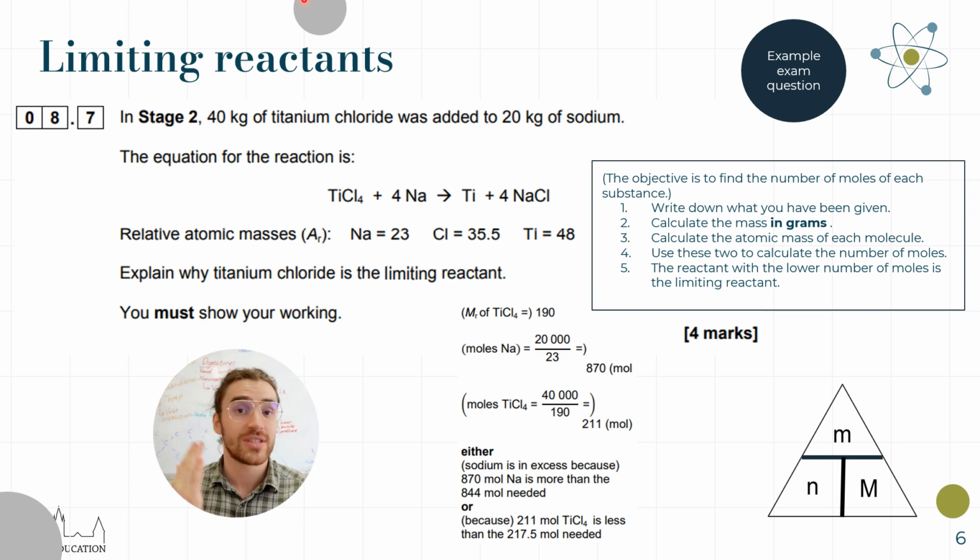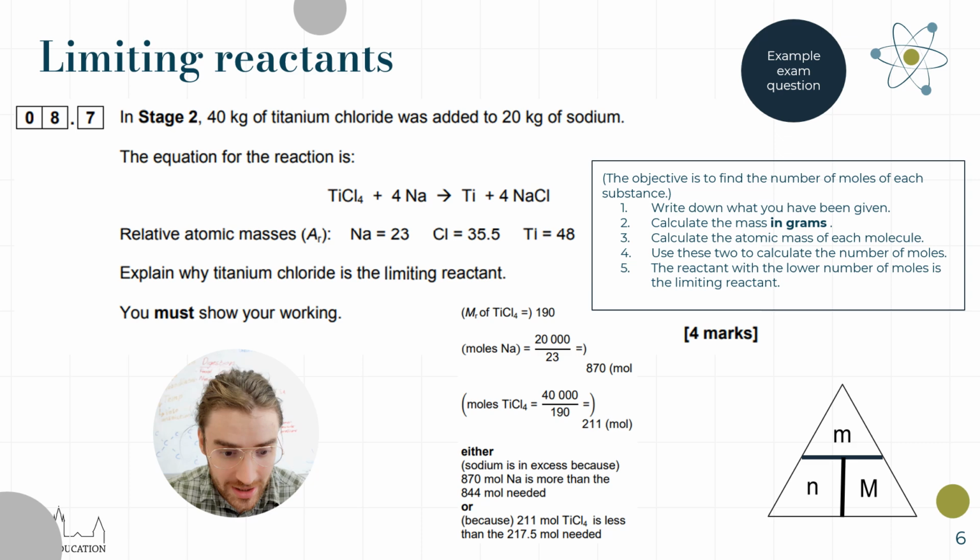So again, use the steps that I say. You must first write down your equation, then underneath it you can write down what you've been given. We've been given our M value, a small m, the mass in grams of titanium chloride, and then the small m of sodium. Okay, you're going to write those down. You're then going to put the mass numbers under both of those.